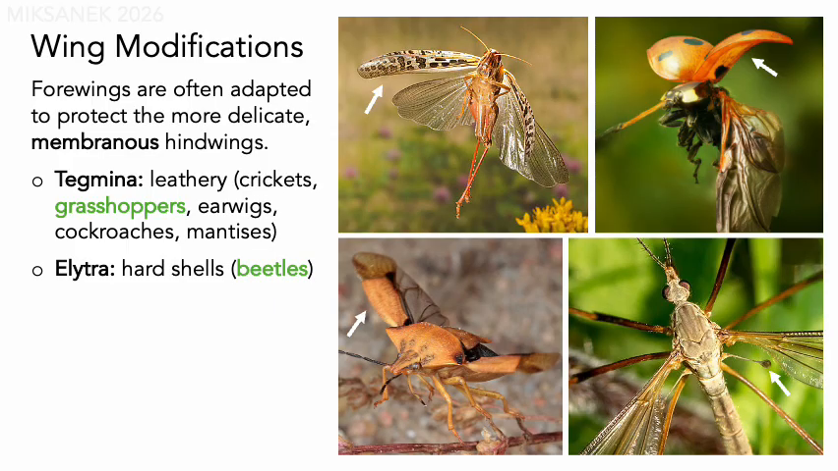Elytra, this refers to the hard shells of beetles. Those hard shells, those are the forewings. They are extremely tough, shell-like, and they are incredible for protection. So those are elytra. True bugs have something called hemelytra, which means half shells. So it's only the basal portion of those forewings that is hardened like that.